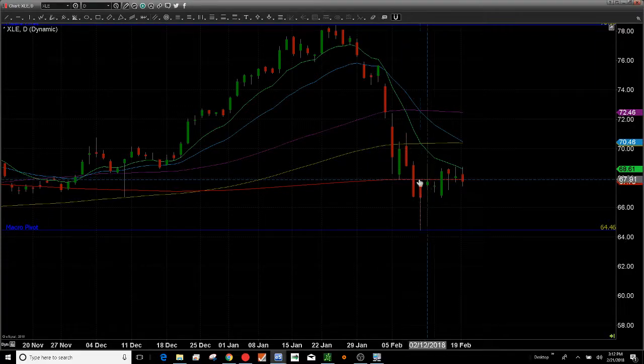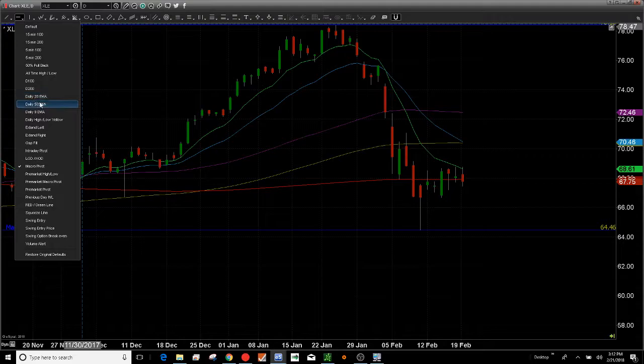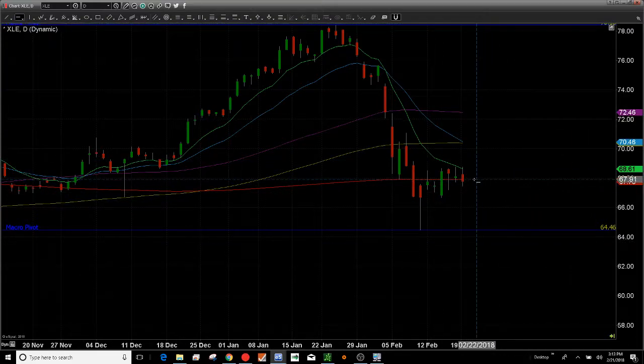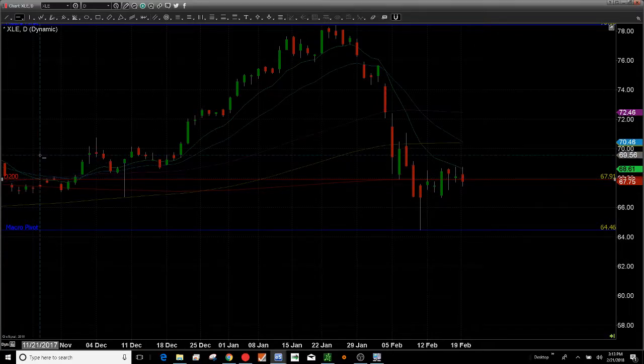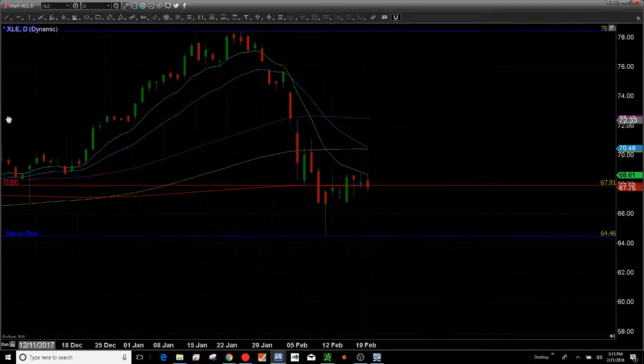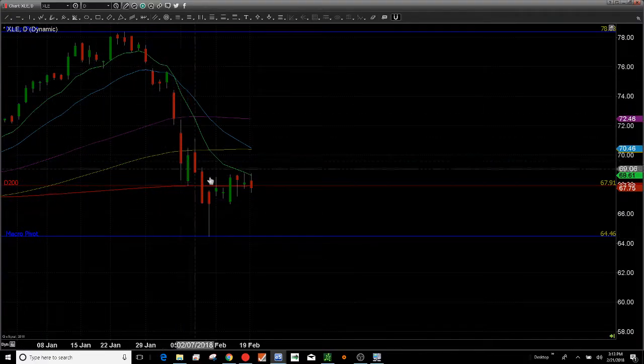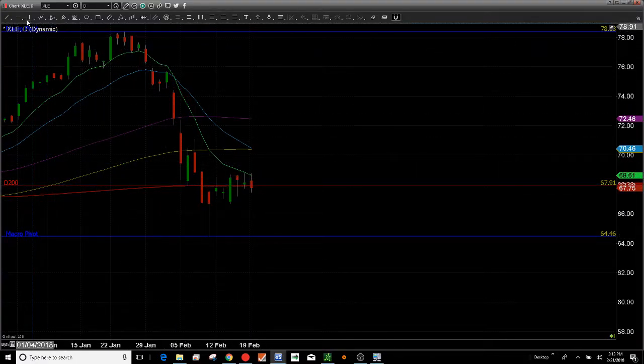And the reason why I think that is because this is a very significant line right here. This line is a D200. And what D200 means is the average of the last 200 of these candles, average price.